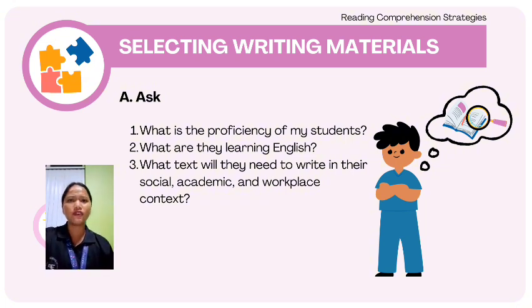Second is, why are they learning English? So we should identify their purpose. Is it for academic, professional, or personal? So this would ensure that the materials align with their goals. The third is, what texts will they need to produce in their social, academic, and workplace contexts? So this ensures that students practice writing skills that are directly useful in their daily lives and future careers.